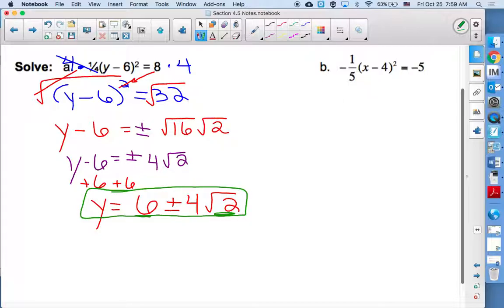I don't have to write it separately. I have 6 plus or minus 4 and the square root of 2. I still have 2 answers there. That plus or minus still means there's 2. We could put it in the calculator and get a decimal. This would be just a random decimal answer. Questions?